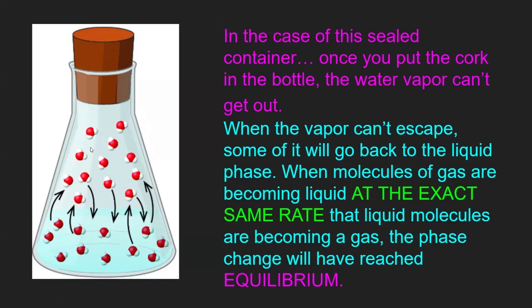I'm evaporating molecules, I'm condensing them back into liquids. So I've got some going to a gas, some going back to a liquid. If that's happening at the exact same speed, for every water molecule that becomes a gas, one becomes a liquid. Essentially, I'm going to reach a point where nothing's going to change, right?